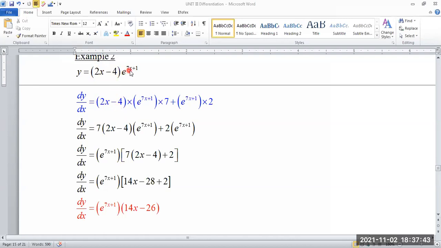The differential of e to the x is e to the x. So therefore the differential of e to the 7x plus 1 is going to be e to the 7x plus 1. I write it back. And then now, I must multiply by the differential of the function. And the differential of 7x plus 1 is 7. That's why that little 7 is up right here.